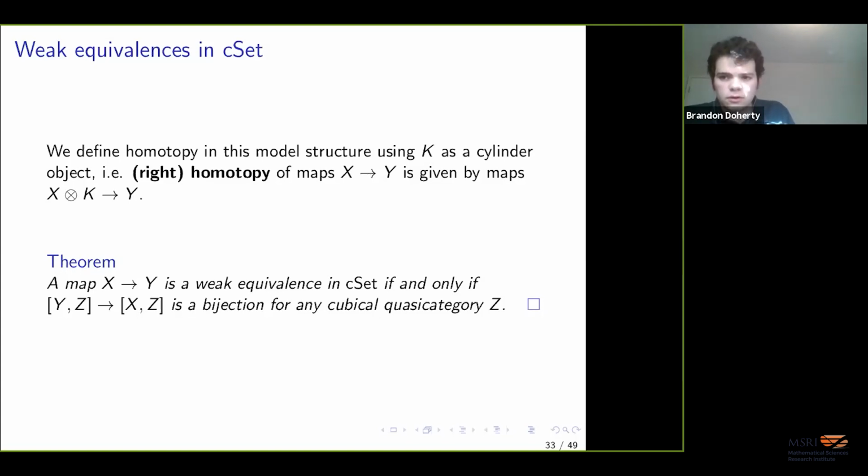But we can characterize the weak equivalences in the way you would expect. So a map from X to Y is a weak equivalence in this model structure on cubical sets if and only if it induces a bijection on homotopy classes of maps into any cubical quasi-category.